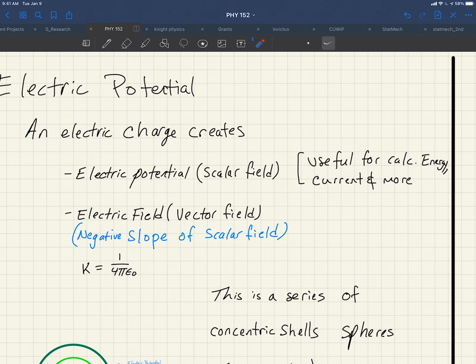Electric charges also create the electric field. Now, as it turns out, electric potential and electric field are related to one another, as we're going to see in a little while. The electric field is actually the negative slope of the scalar field, which, if you've taken calculus and you really understood it, might mean something to you. And if you haven't, maybe you're not there yet. So there will be some equations that pop up throughout this, and just know that I'm going to be representing k as 1 over 4 pi epsilon naught, because I don't want to confuse too much of what's happening.